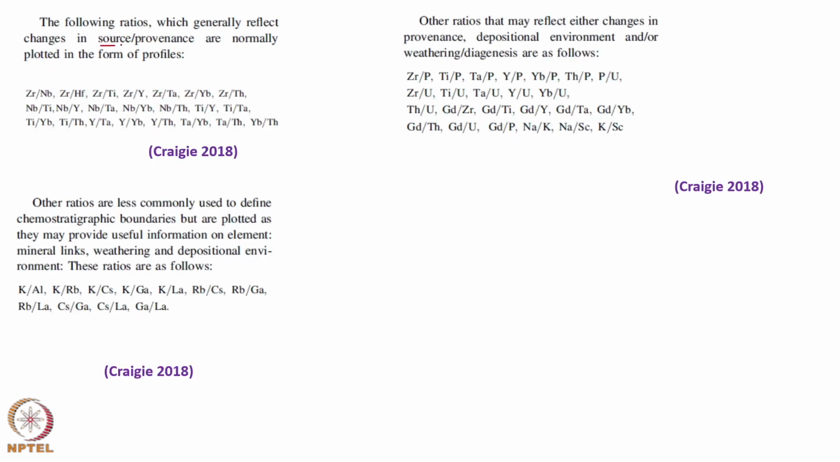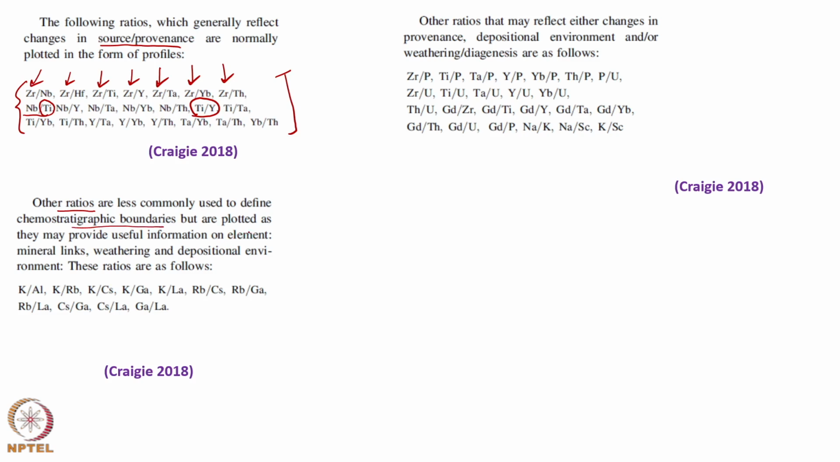To identify the source or the provenance, these are the list of ratios which become very important. We note certain elements always in the numerator, such as Zr. We do not see Zr in the denominator in the list, and there are some elements which can occur either in the numerator or in the denominator. For example, Ti comes in the denominator in this ratio, whereas here Ti comes in the numerator. You may find some element which always occurs in the denominator and never in the numerator. Can you locate them?